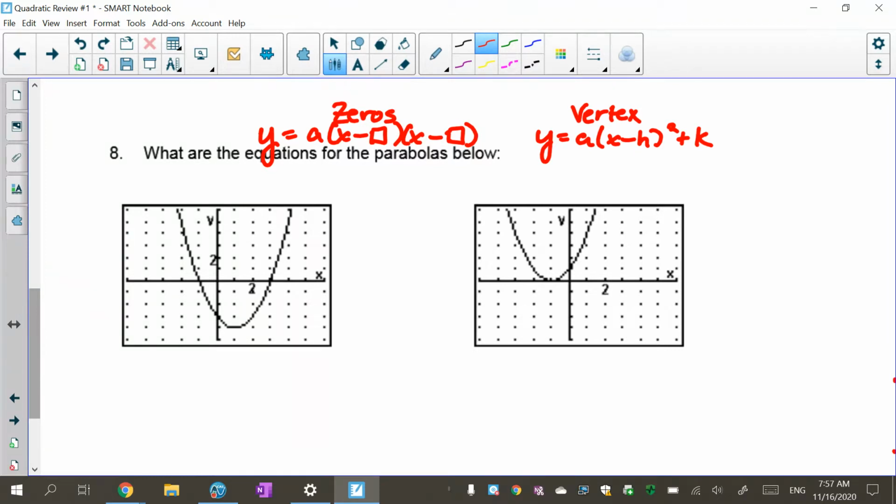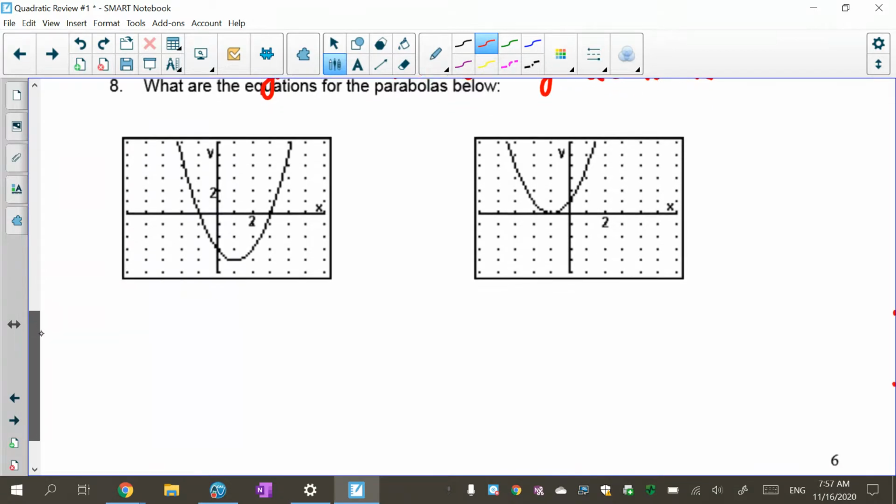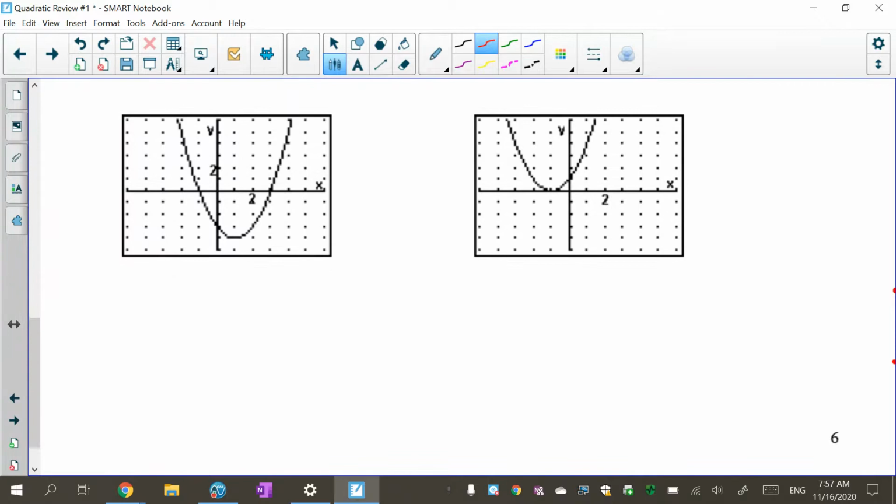As you can see, I have two formulas to use: the zeros formula and the vertex formula. Because these have all the points, I'm going to do both for each one to show you that they're the same. Here's the first one. I'm going to do the zeros one because I have zeros there. This zero is (3, 0), and this zero over here is (-1, 0). So I'm going to use the zeros formula.